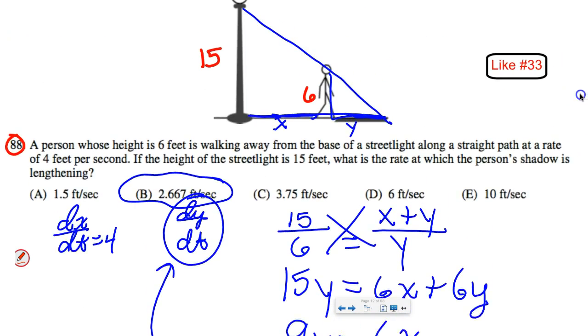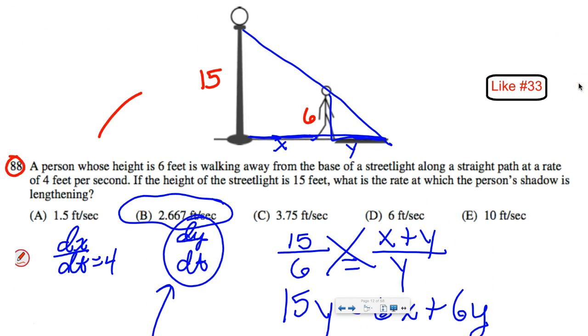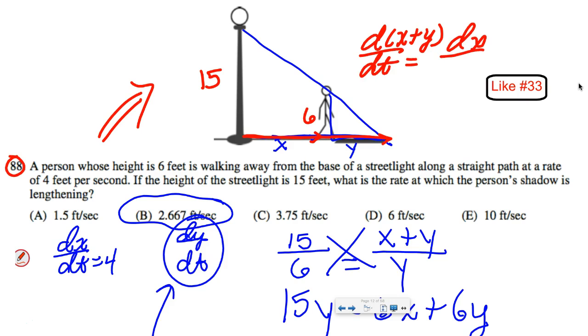Sometimes what they ask you for with this problem, and by they I mean College Board on the AP test, they'll ask you for the rate at which the tip of the shadow is moving. Well, just like this guy is x from the base of the lamp, and the rate that he's moving is called dx/dt, the tip of the shadow is x plus y away from the base of the lamp, and the rate that it's changing would be the derivative of x plus y. The easiest way to do that is the derivative of a sum is the sum of its derivatives.